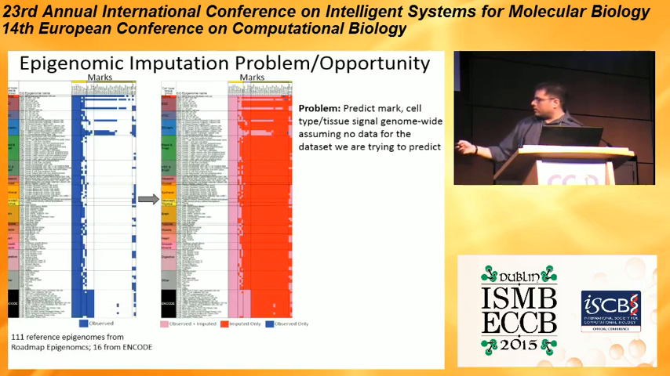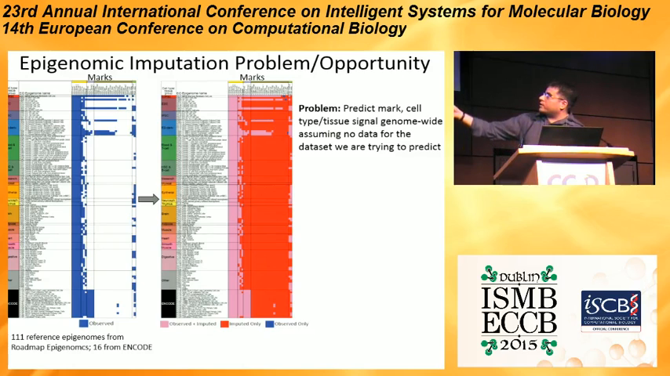What you see here is a grid that we started with as part of the Roadmap effort, where the rows correspond to different cells and tissues, grouped into larger tissue types. Each one of these we called a reference epigenome. 111 were generated by the Roadmap Epigenomics project, and 16 by the ENCODE project, processed in the same manner as the Roadmap data. The columns correspond to different marks. Most of these are various histone modifications, as well as the histone variant, DNase hypersensitivity, DNA methylation, and RNA-seq.